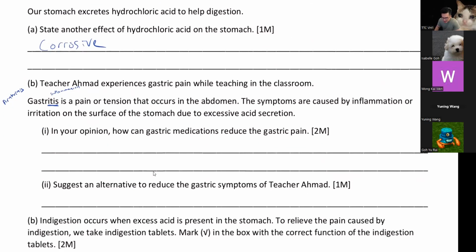So gastritis. Okay, so next, gastritis is a pain or tension that occurs in the abdomen. Abdomen is your stomach here. The symptoms are caused by inflammation, as I said, or irritation on the surface of the stomach due to excessive acid. So Isabel, this is what happened to you.